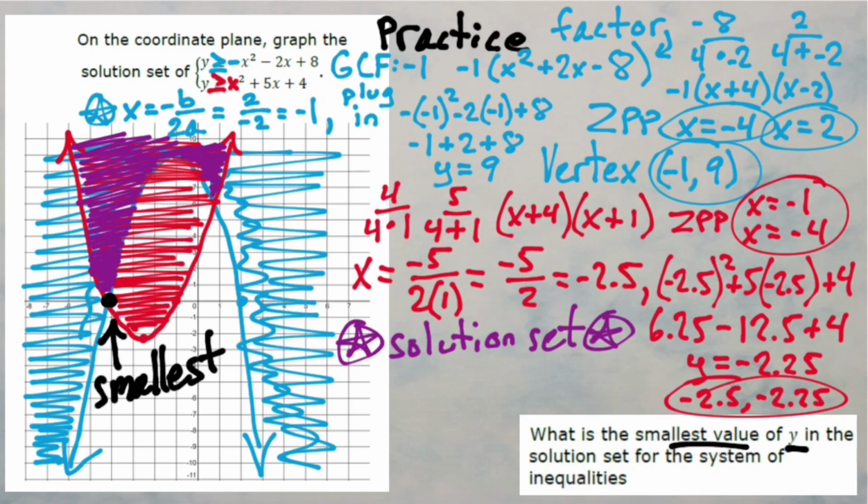And then that little question at the end, the smallest y value in the solution set would be the lowest one you can find, and that actually happens at 0.